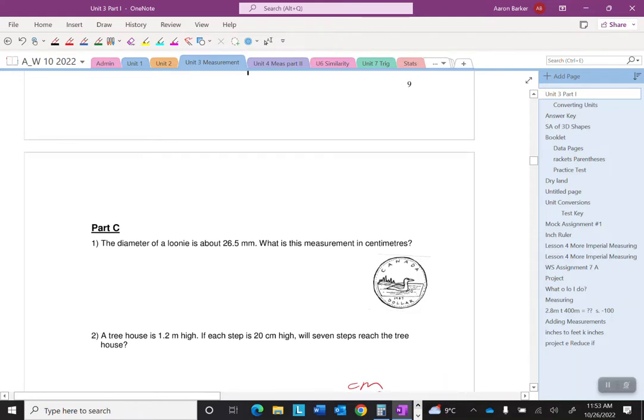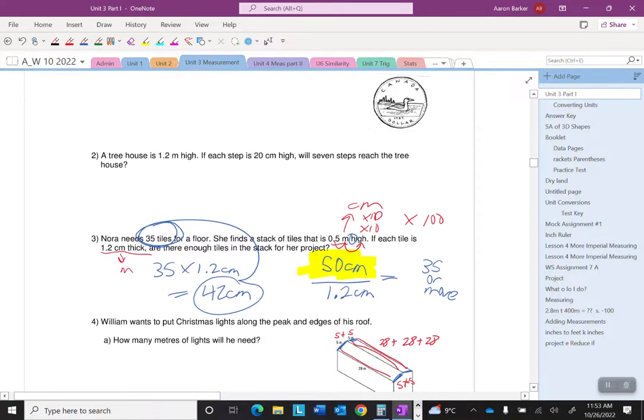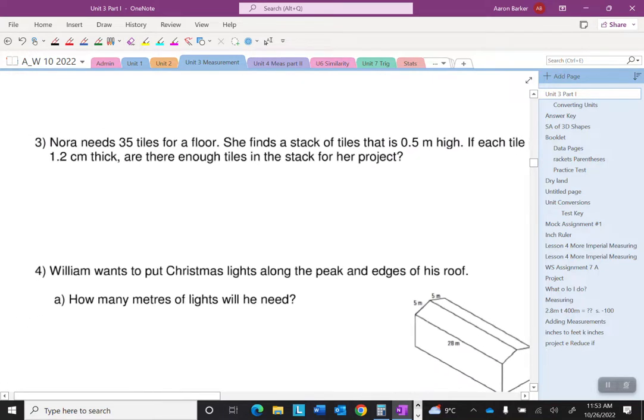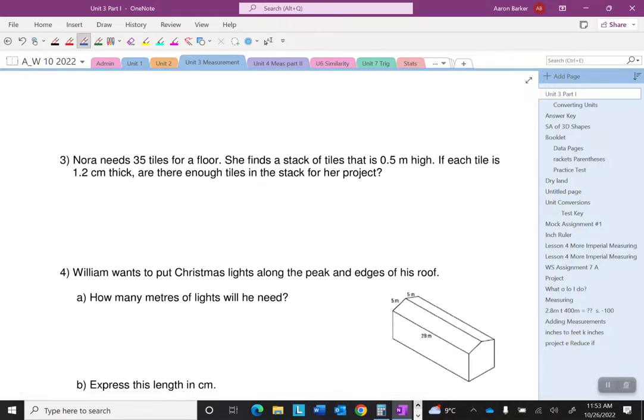Are you sure? What about number 3? How would you do number 3? You guys didn't do number 3, did you? So number 3, you can do it 2 different ways, right? You have 35 tiles for the floor. Each tile is 1.2 centimeters thick. So your stack of tiles that you have is 0.5 meters high. Do you have enough tiles? Do you have 35 tiles?